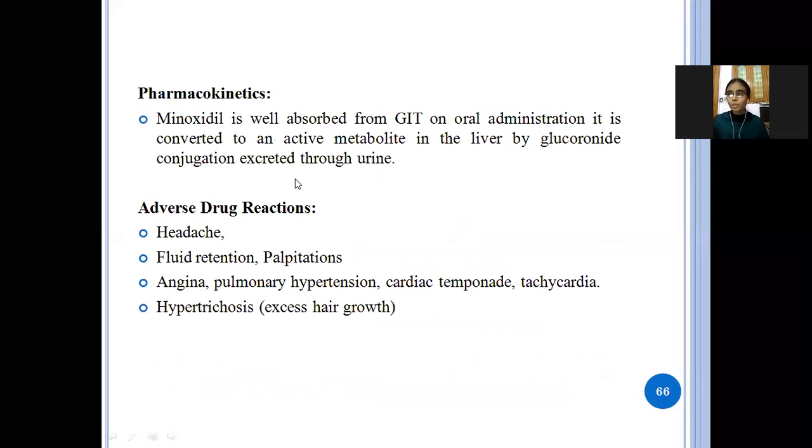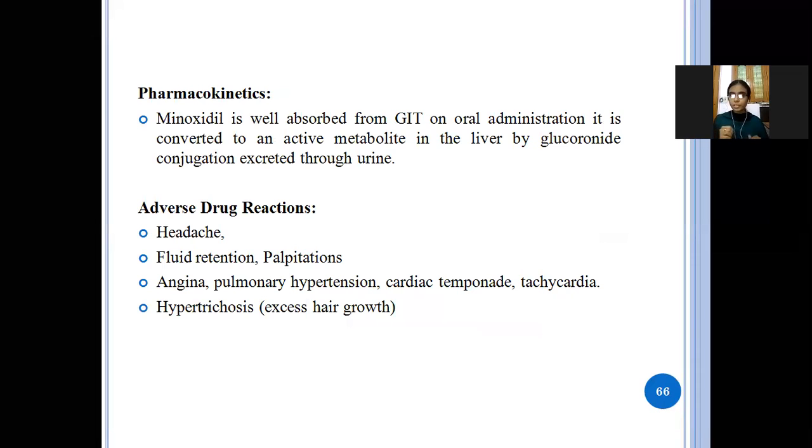Next, pharmacokinetics. It is well absorbed from the gastrointestinal tract on oral route of administration. So this drug should be taken through the oral route for good absorption from the gastrointestinal tract, and it is converted to the active metabolite in the liver by the conjugation process, and it is excreted through urine.